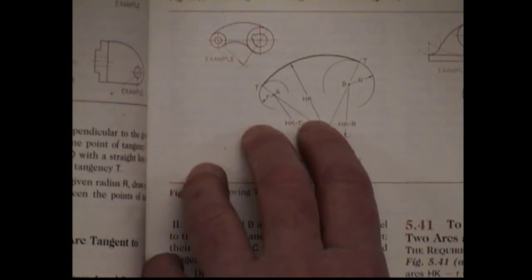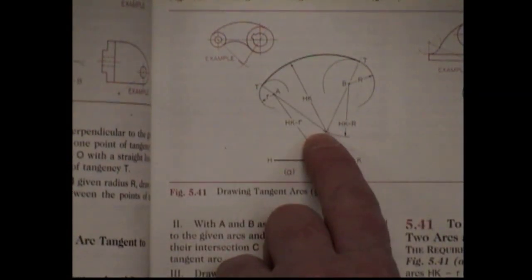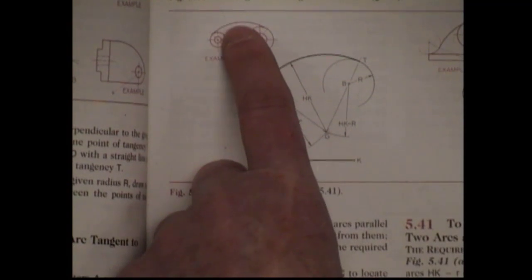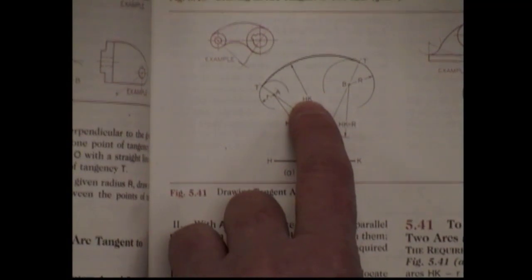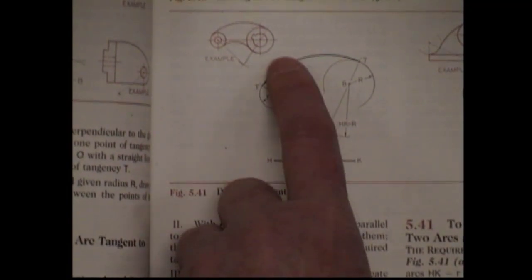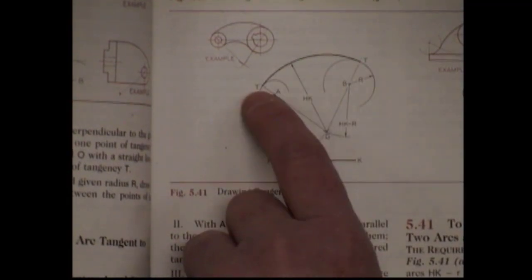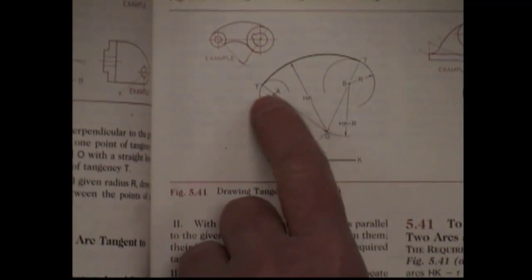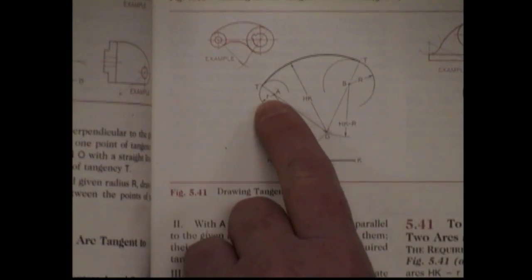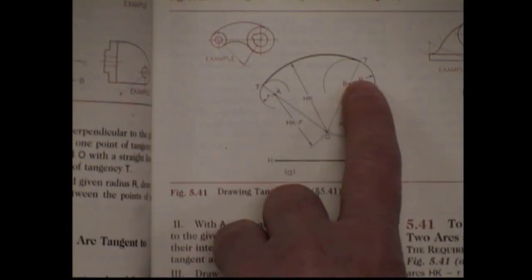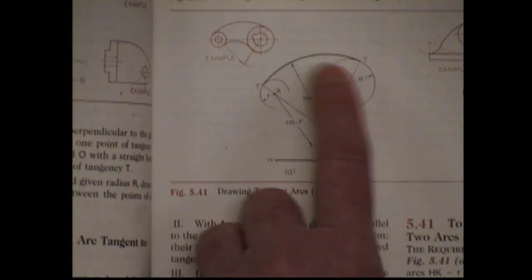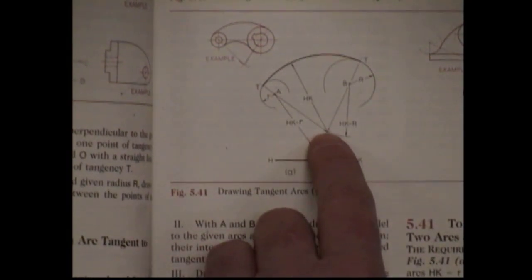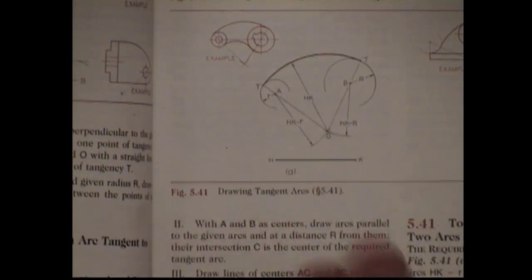Okay, so HK is essentially the radius of this overarching arc. So HK is the very large radius that we're trying to find, on the arc that we're trying to make tangent to the other two arcs. And then the small circle, we're going to say has a radius of little r, and the larger circle has a radius of big R. So we know the center points of this circle and this circle. We're trying to find the center point of HK so we can make that arc.